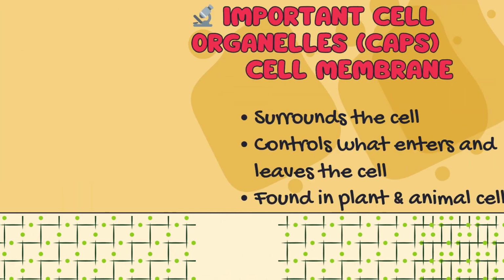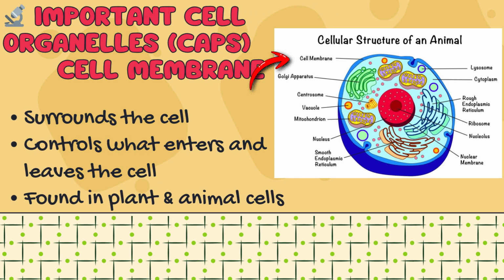So let's start with the cell membrane. The cell membrane is like the security gate. It surrounds the entire cell, and it controls what gets into the cell and what also exits the cell. A cell membrane is found in both plant and animal cells. So the cell membrane is like the security gate. It surrounds the cell and controls what leaves and what enters.